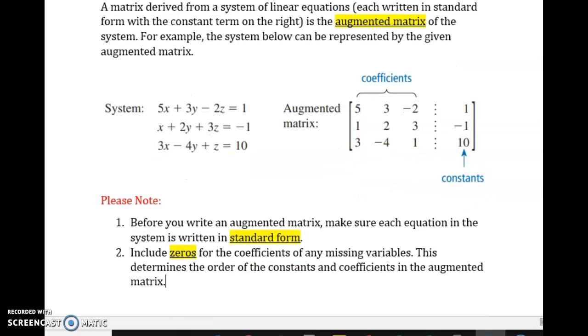It doesn't matter the order, as far as if your first equation is 3x plus y equals 4, and then your second equation is 2x plus 3y plus something z equals a number, that doesn't matter. But what does matter is the order of x, y, z, just like in the alphabet, x, y, z. So if you're missing something, you're going to have to put a 0 as a placeholder.